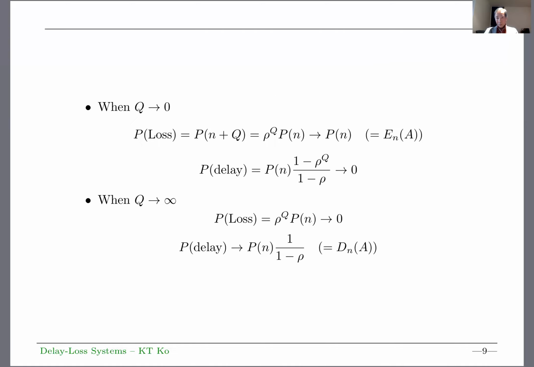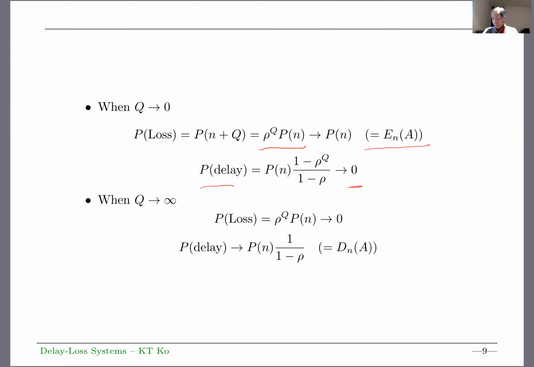Okay, before I show that, here is a limiting case. What happens when Q equals 0? Assume the probability of loss in this case is given by rho^Q P of n. So when Q is 0, it becomes P of n, which is the same definition as the Erlang loss formula. Now without Q, without any buffer or any queue to wait in, the probability of delay will be 0.